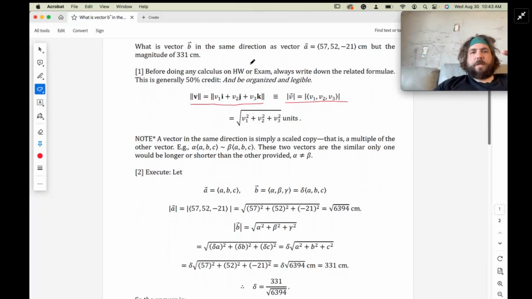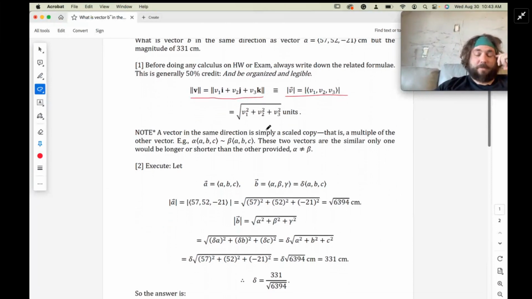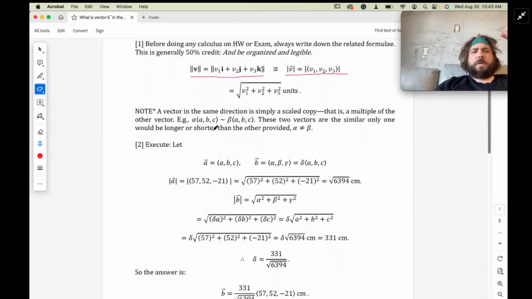Very simple. This right here, just writing down the formulas, is usually half the credit on the exam. So you could pretty much pass a course without even knowing how to do anything as long as you write down the right formulas. So two vectors that are in the same direction but are different lengths are going to be similar to each other, just different lengths.